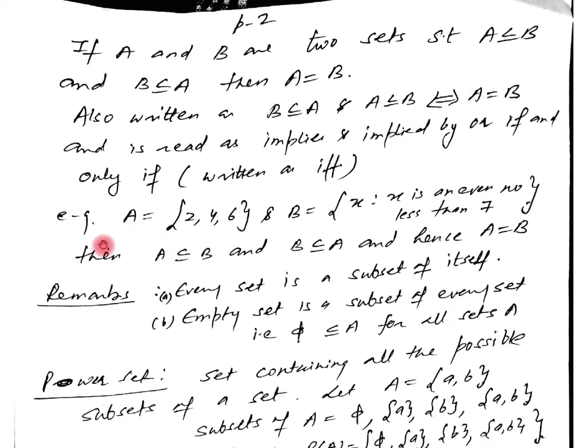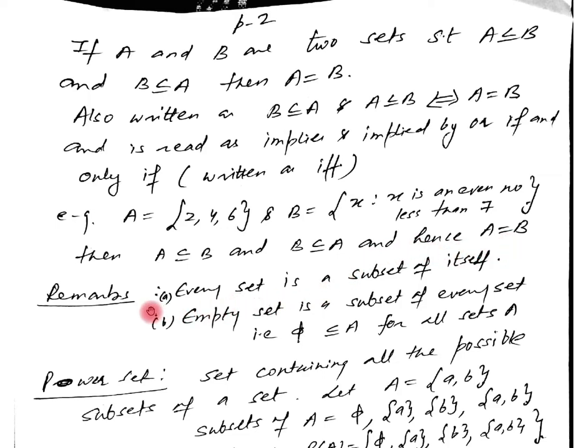Now let us see here. You are given a set A having elements 2, 4, 6. The second set B is given as x is an even number less than 7. Clearly every element of A is in B and every element of B is in A. This one we have written in roster form, this one in set builder form. Now A is a subset of B and B is a subset of A. This implies A must be equal to B.